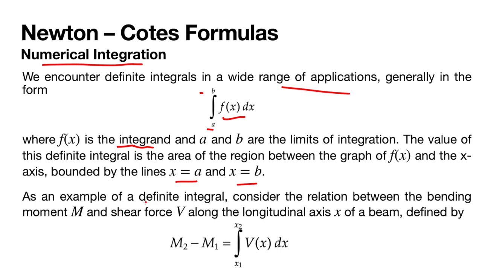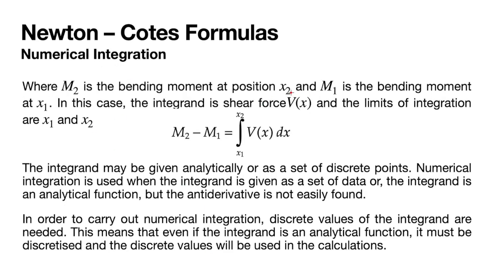We have an example of a definite integral, which is the bending moment and the shear force in the beam. The shear force is the integrand, and its integral between x1 and x2 is equal to the difference of the moments at points 2 and 1, where m2 is the bending moment at position x2 and m1 is the bending moment at x1. The integrand is whichever function is being integrated.